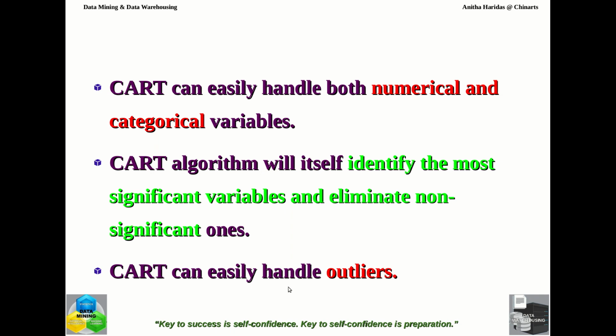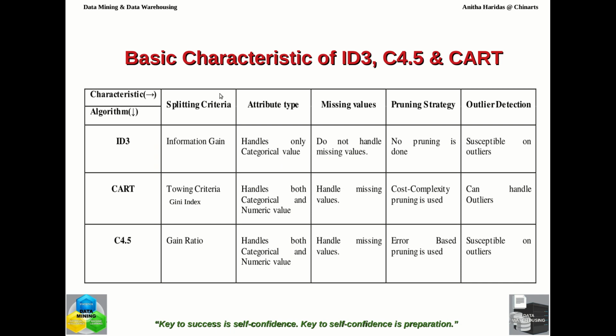And the CART algorithm can easily handle outliers, right? Any data point which is completely deviating from the data set is what you call an outlier. That can be easily handled by the CART algorithm. So these are some of the basic characteristics of ID3, C4.5 and CART, which are put in what you call a table. Actually this was collected from one of the published conference papers.